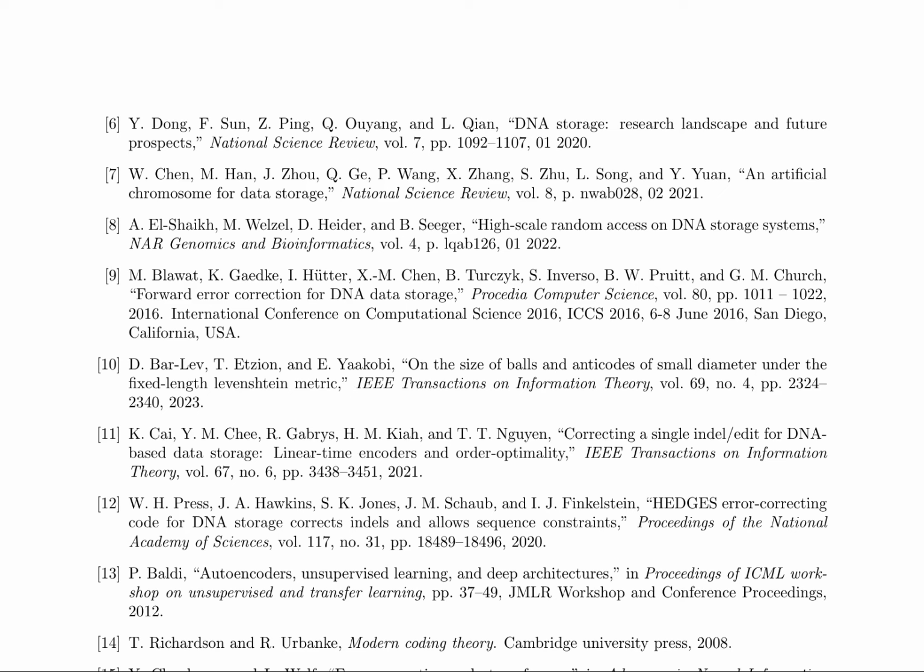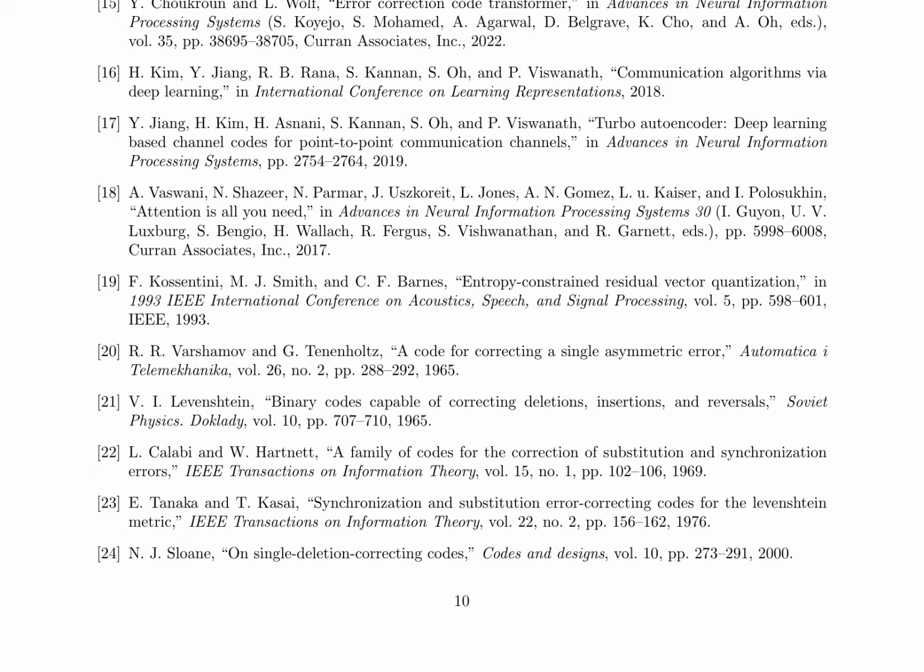The authors discuss several error correction codes, such as HEDGES, which can correct indels and accommodate sequence constraints. They also explore the application of autoencoders, unsupervised learning, and deep architectures in DNA data storage. Furthermore, the paper examines the use of deep learning-based channel codes for point-to-point communication channels, including the turbo autoencoder. Attention mechanisms in neural machine translation are also investigated.